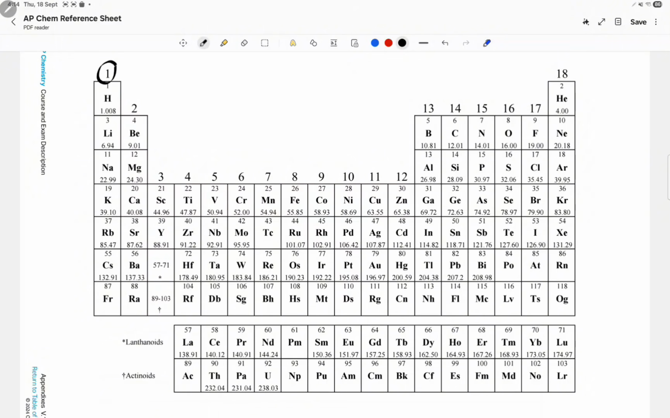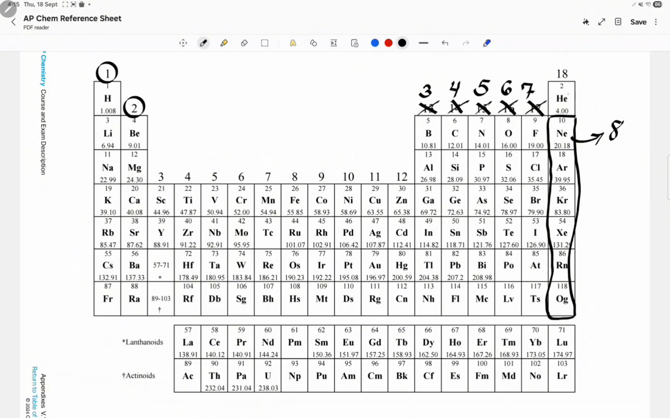So group 1 has 1 valence electron, 2 has 2 valence electrons, group 13 has 3, 14 has 4, 15 has 5, 16 has 6, 17 has 7, and group 18 will have 8 valence electrons, with the only exception being helium, which has 2 valence electrons. So helium has 2 valence electrons, but the rest of group 18 will have 8 valence electrons. So we can also tell the valence electrons based on the group number. Good. You see, I skipped groups 3 through 12 because they are not always very simple to talk about.